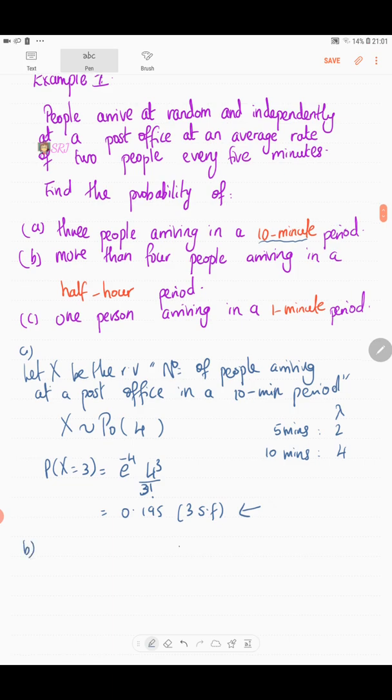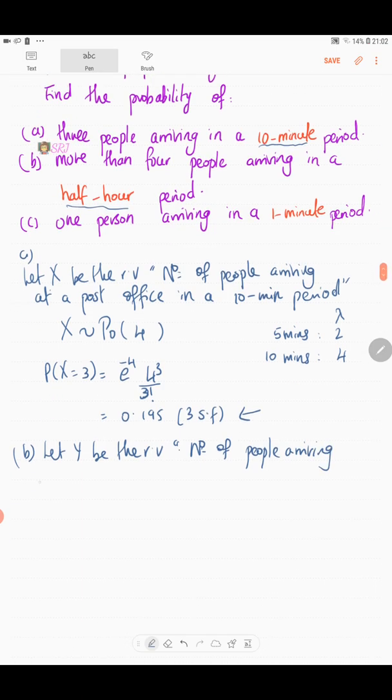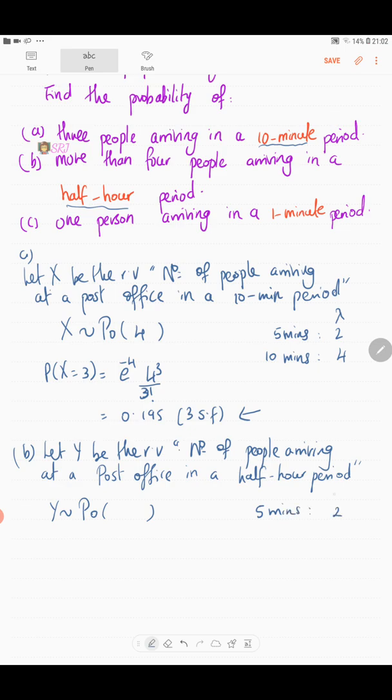Now for part B, the probability of more than 4 people arriving in a half-hour period. So if we define y as a random variable, number of people arriving at a post office in a half-hour period, then y follows Poisson. Again, we have to calculate the value of lambda for a half-hour period. So 5 minutes it's 2. For 30 minutes, a half-hour period is 30 minutes, so it's 6 times. 5 times 6 is 30. So here also 2 times 6, we obtain lambda as 12.